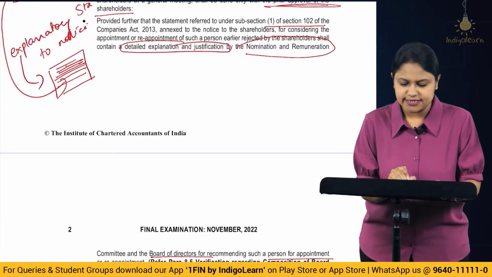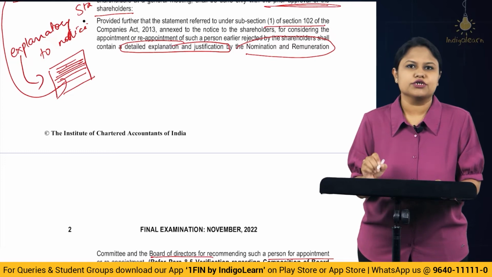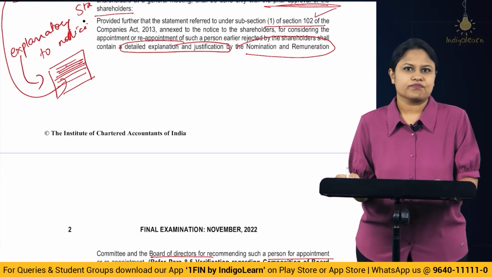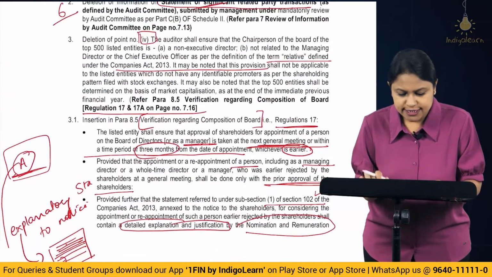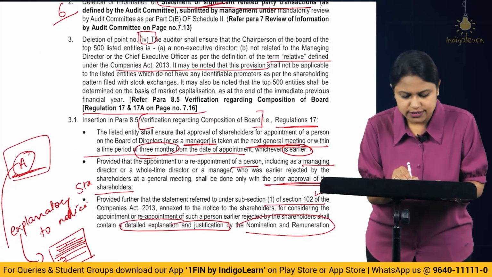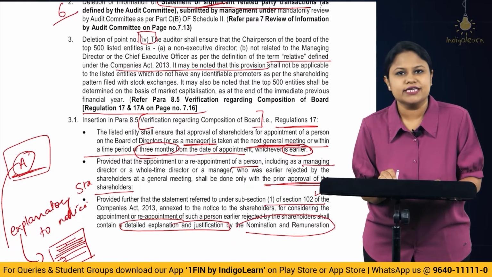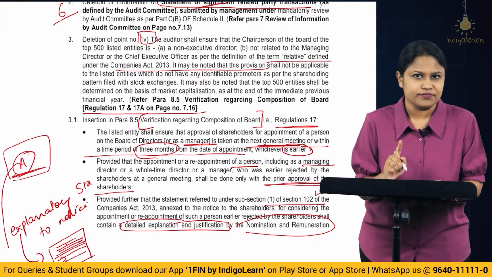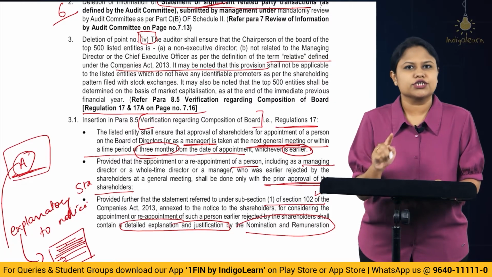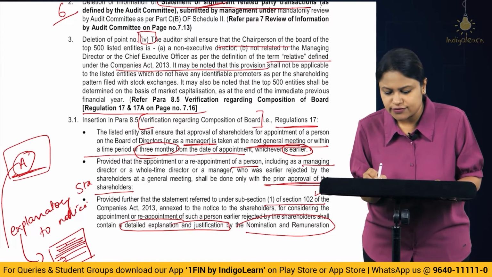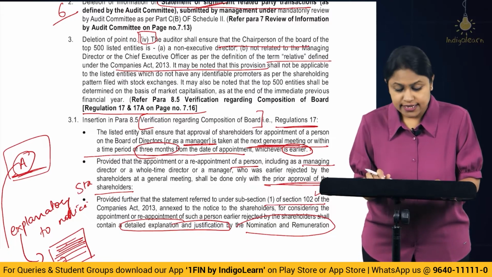This is in the explanatory statement, which you are going to annex to the notice of the general meeting as per section 102 subsection 1. Got it? So what they have done is, first, when you talk about the third amendment, here they are talking about regulation 17 and 17A, where they have deleted a point. So in the verification of the composition of the board, the point getting eliminated is about ensuring the chairman of the board. Correct?